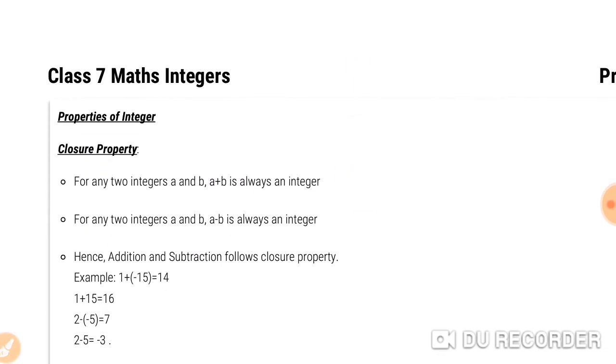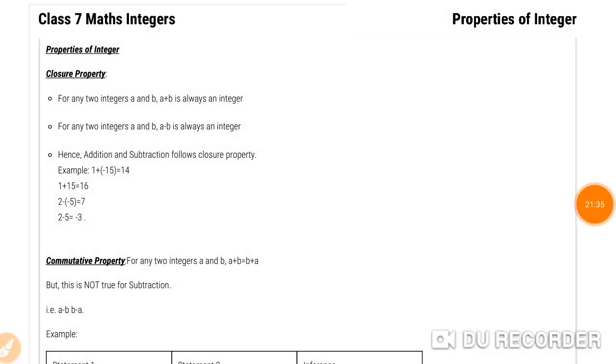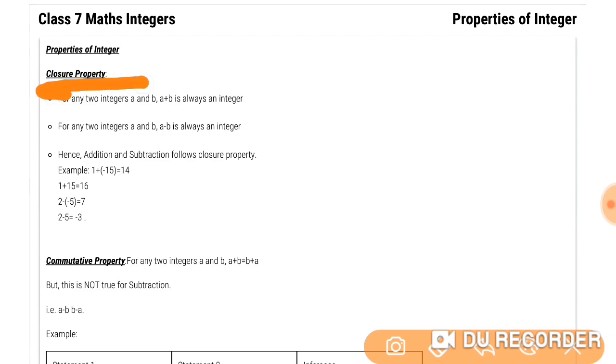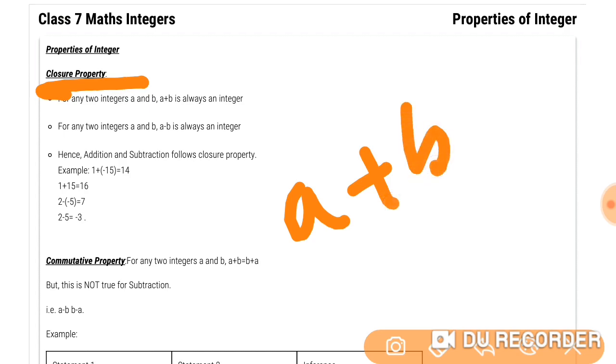Now see, I'll go through the properties of integers very shortly because you already studied them in the 6th standard. The first property is the closure property. Closure property means, for any two integers a and b, a may be any number, b may be any number. You can take an example. If you add both the numbers, you will get an integer itself.